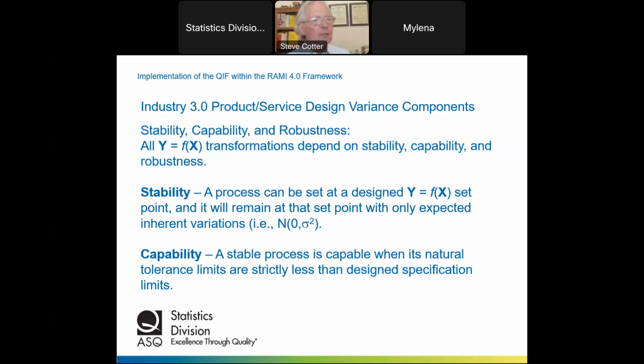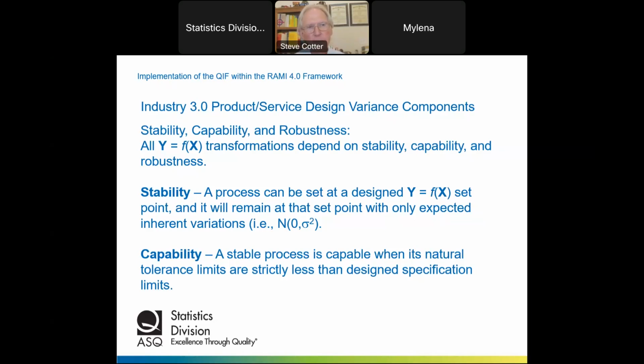Additionally, in Industry 3.0, stability, capability, and robustness are fundamental concepts in quality control. We've used the term stability for years. Capability, of course, we all know about Cp, Cpk, and robustness is some concept of signal to noise ratio going back to Taguchi's introduction. Stability is used rather loosely in terms of some idea of set point with random variation.